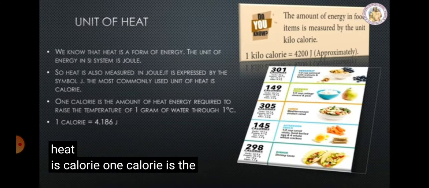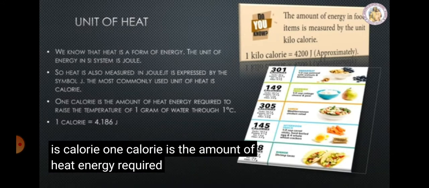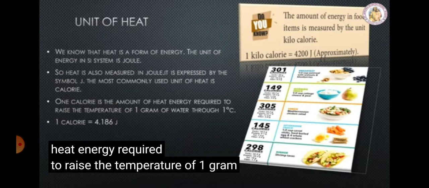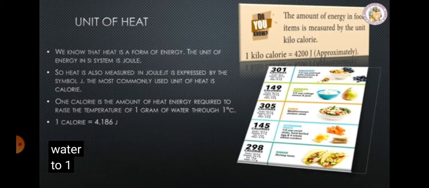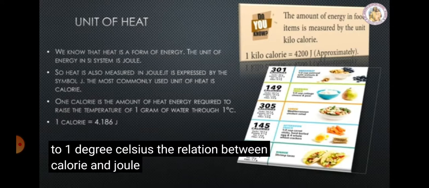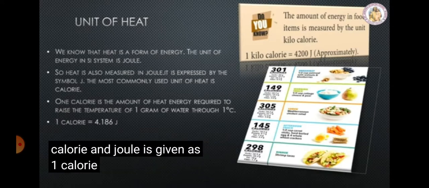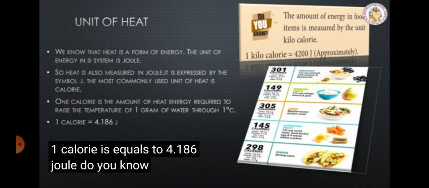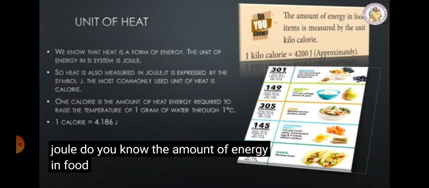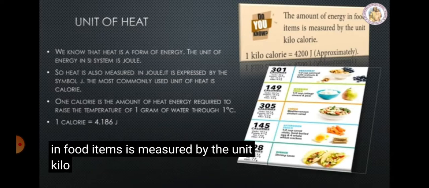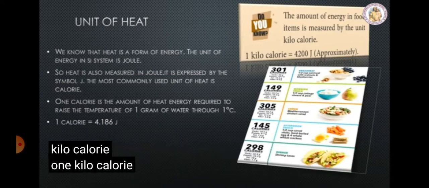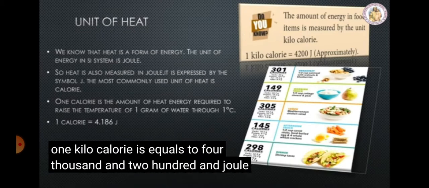1 calorie is the amount of heat energy required to raise the temperature of 1 gram of water through 1 degree Celsius. The relation between calorie and joule is given as 1 calorie is equal to 4.186 joule. Do you know the amount of energy in food items is measured by the unit kilocalorie? 1 kilocalorie is equal to 4200 joule approximately.